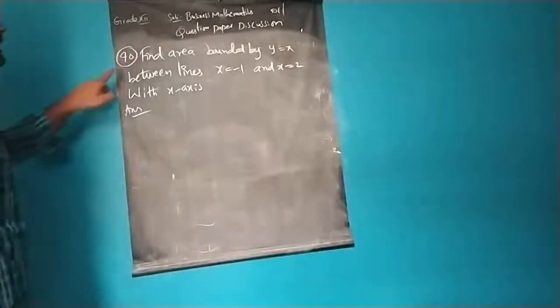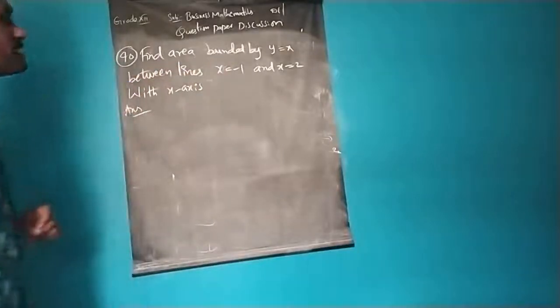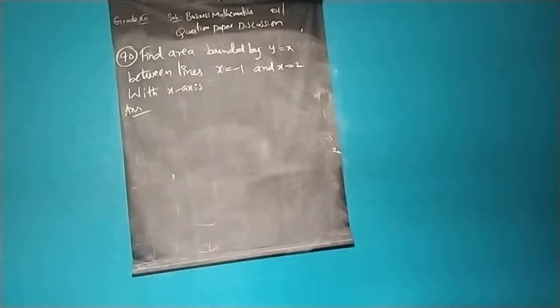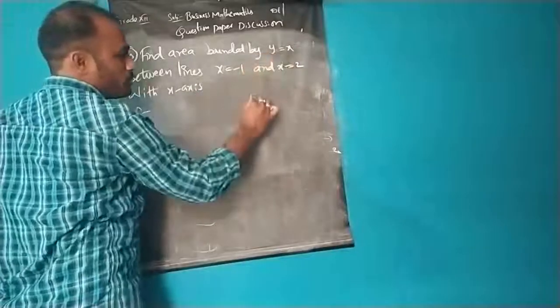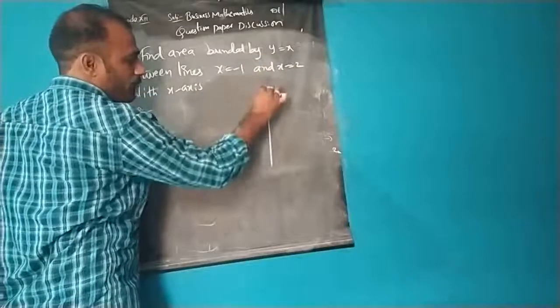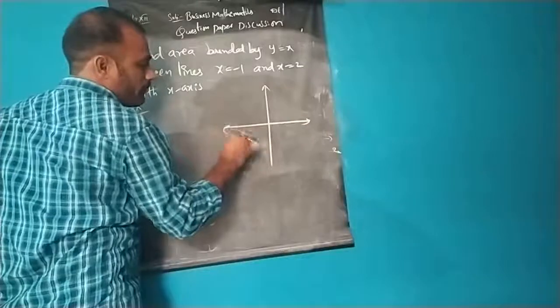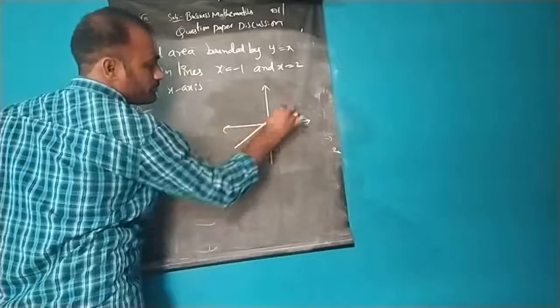Next question, find the area bounded by y is equal to x between the lines x is equal to minus 1 and x is equal to 2 with the x axis. Since the y and x values are both equal, definitely the graph of this will be passing through the origin.